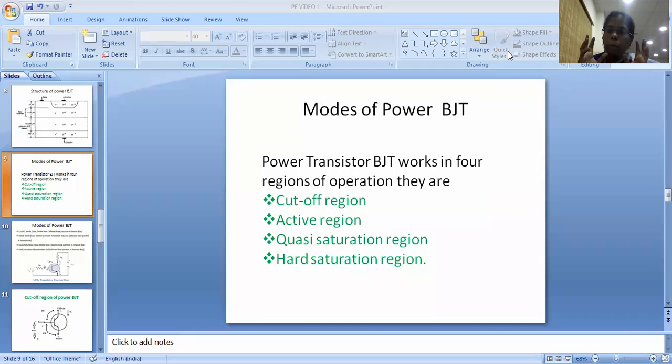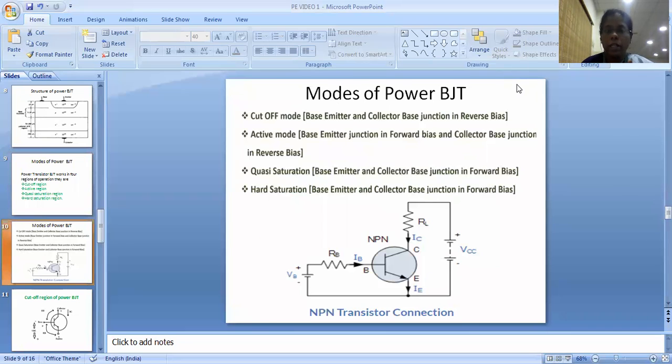We will operate the BJT in active region whenever we want to use the BJT as an amplifier. Whenever we want to use it as a switch, we should operate the BJT between the regions cutoff and saturation region. So here we can see that the regions are there. And how do we operate the BJT in cutoff, active or saturation?